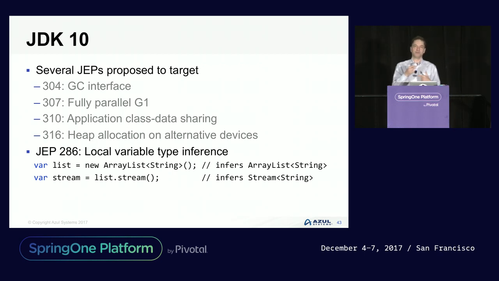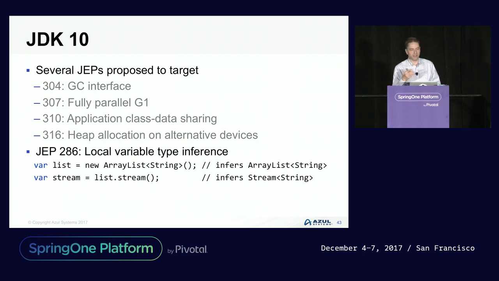G1 is going to be made fully parallel in terms of some of the collection cycles that are used. That still won't eliminate all of the pauses. So again, if you're interested in truly pauseless garbage collection, talk to me later. Application class data sharing. This is using the class data sharing archive. We have the JDK classes in there. We have strings in there.